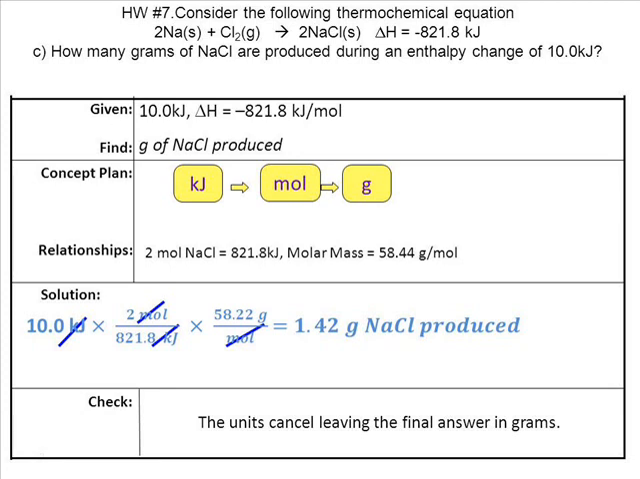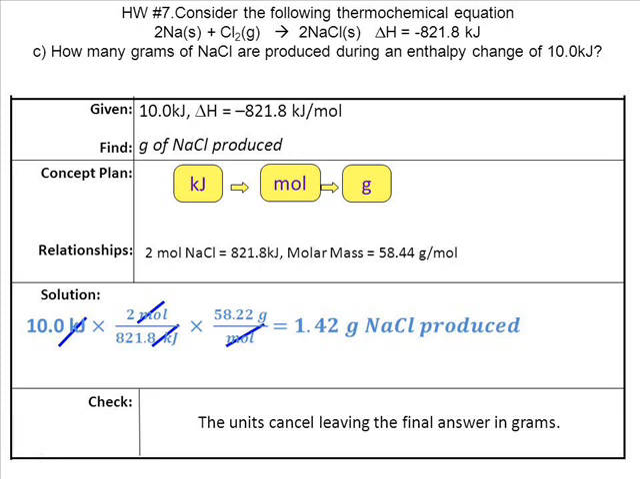The conceptual plan we should follow is, since our givens start off with kilojoules, we go from kilojoules to moles, and then moles to grams. The relationships we can note come from the balanced chemical equation that was given to us, where 2 moles of sodium chloride is equal to 821.8 kilojoules. We can also determine, again from the periodic table, the molar mass of sodium chloride, which is 58.44 grams per mole.